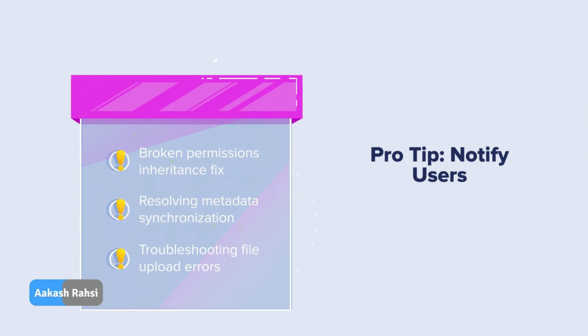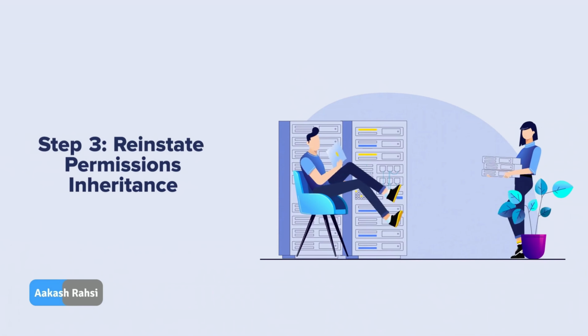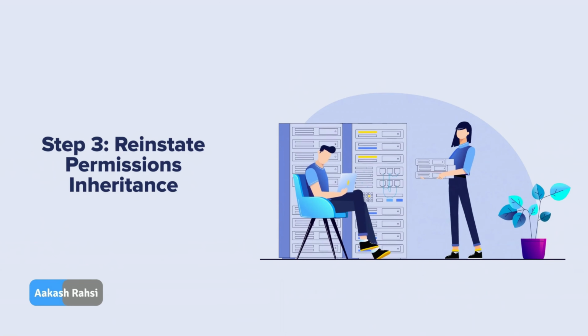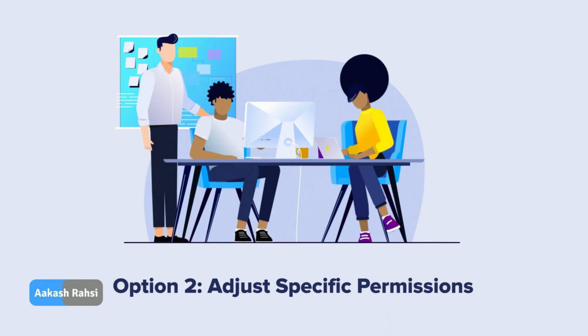Step 3. Reinstate permissions inheritance. Restore inheritance by navigating to Permissions settings and clicking Inherit Permissions. Optionally, adjust specific permissions using Manage Access, testing on small groups to avoid disruptions.